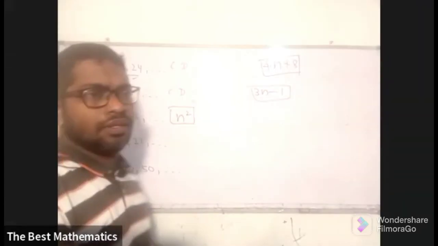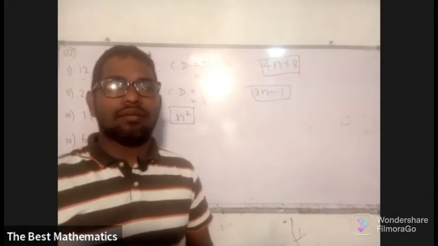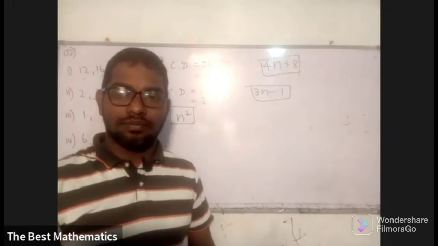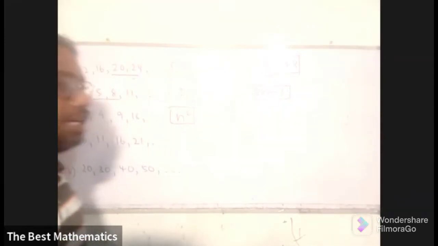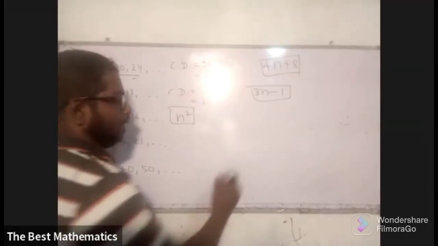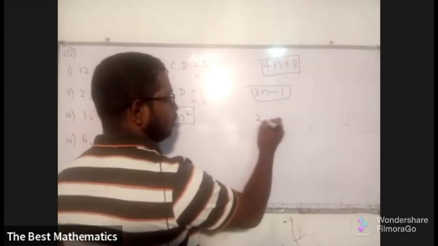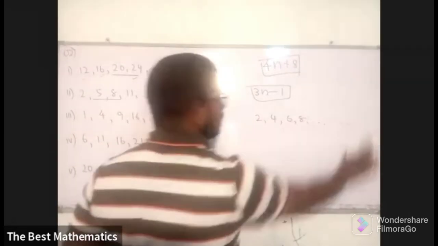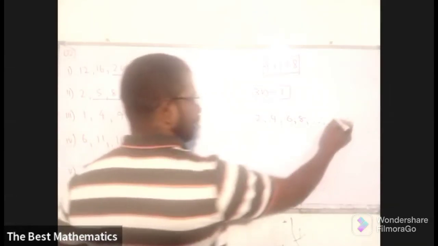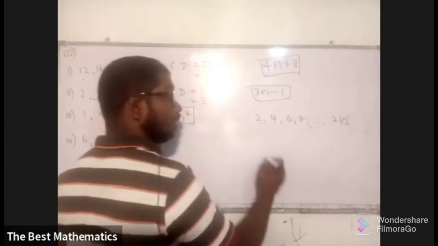What are the other number patterns you have to remember general terms for? Yes, even number pattern. Even number pattern means 2, 4, 6, 8. The general term is 2n.